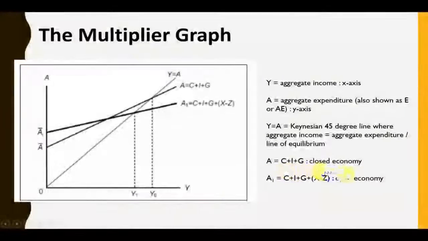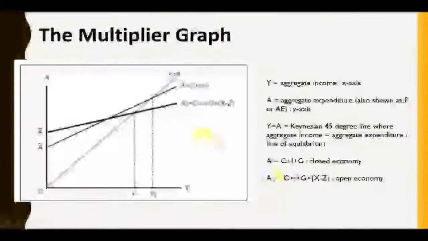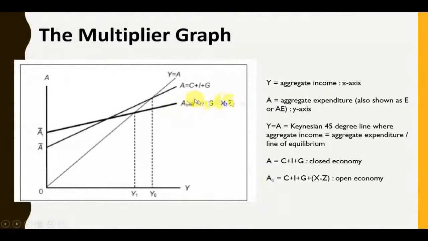C plus I plus G, that would be a closed economy, so that's over here. So aggregate expenditure is equal to consumption plus investment plus government spending. And then A1 on the graph, that is an open economy. Consumption plus investment spending plus government spending plus exports minus imports.